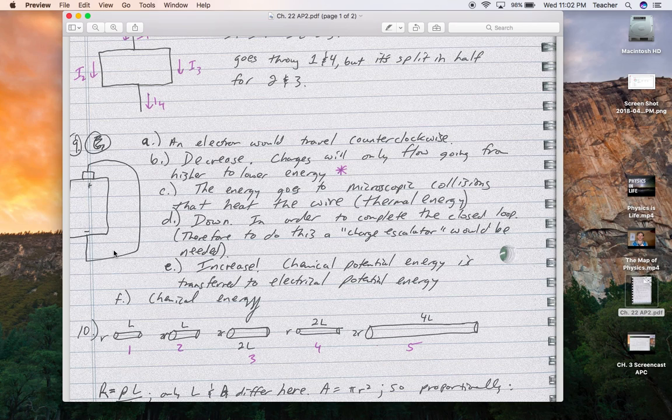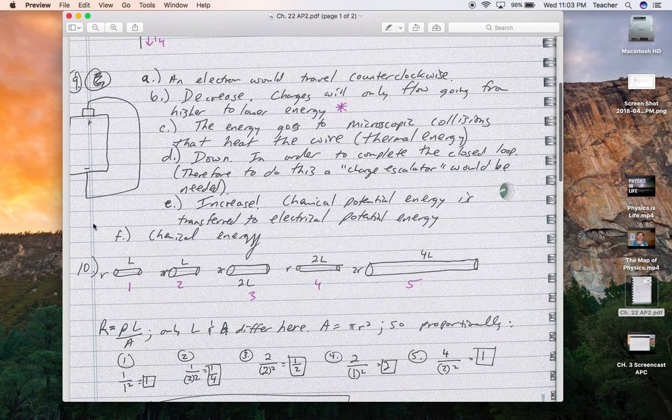So in a complete circuit, remember, charge is conserved. It's not that charge is used up. So if it flows counterclockwise outside the battery, it has to flow from top to bottom inside the battery. So inside the battery, the electrical potential energy will increase. The chemical potential energy stored in the lead acid paste will decrease.